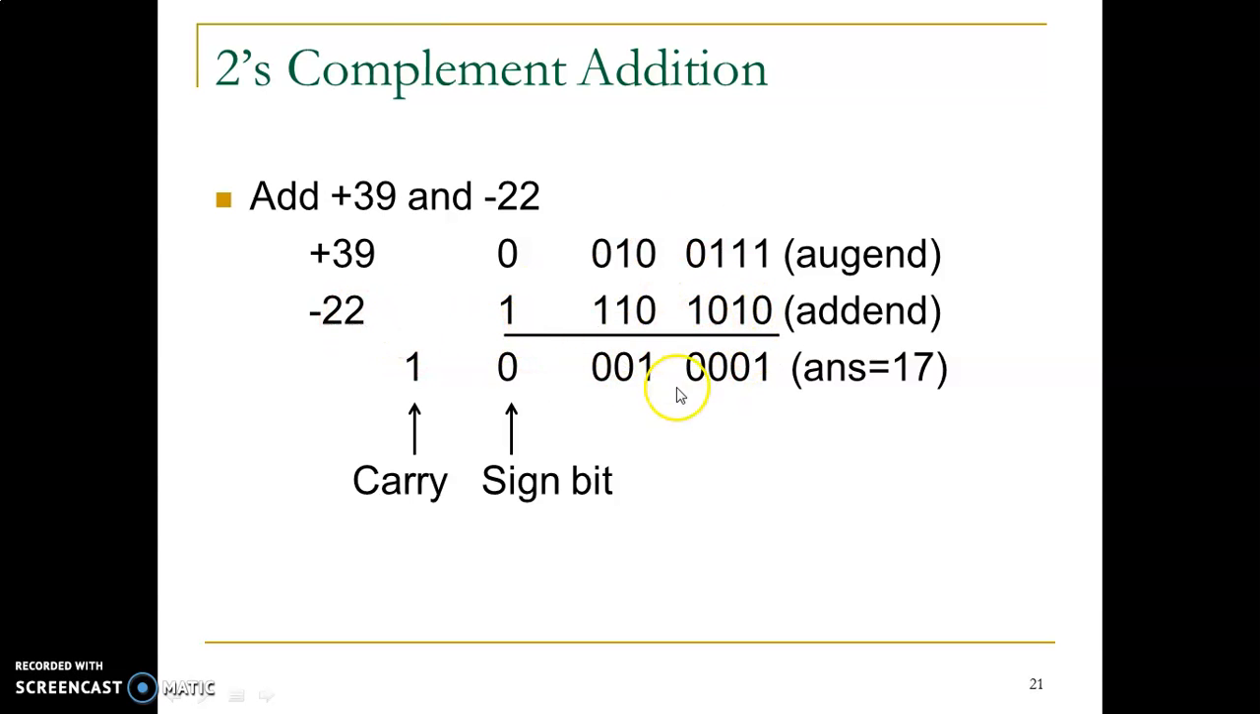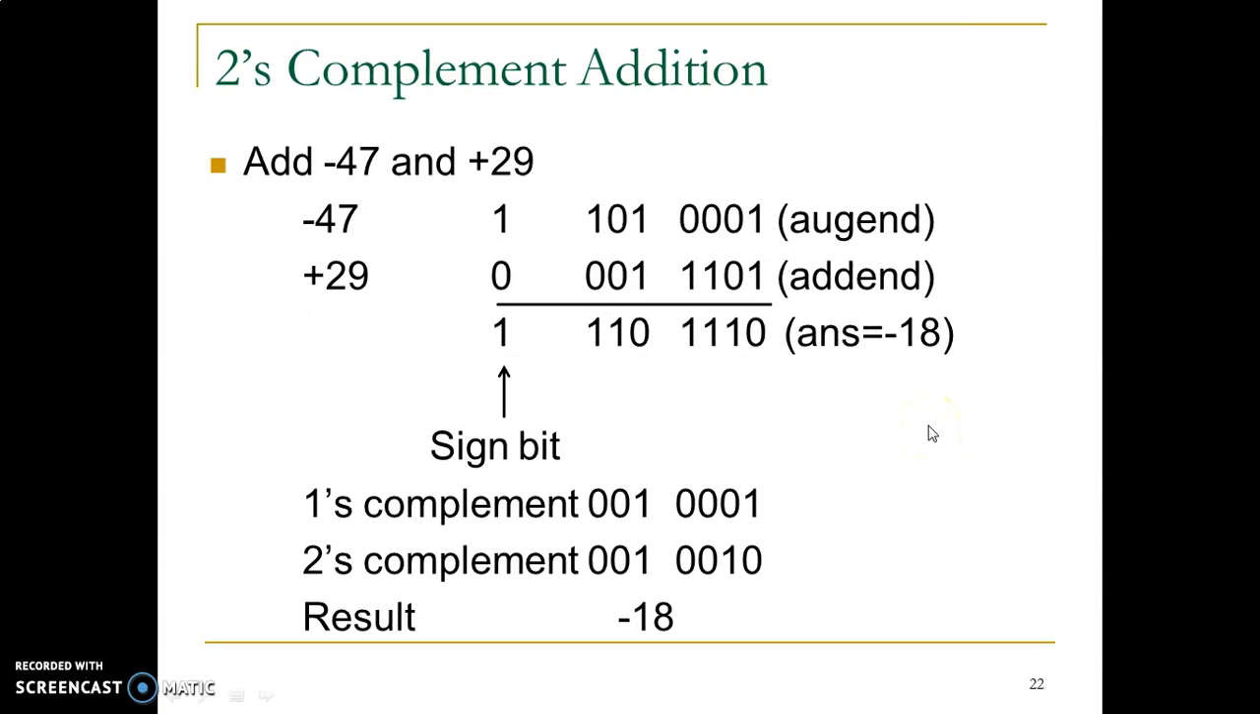So now add these two. You will get a sign bit and the carry bit. So the carry bit is omitted. And then the result is 001001, which is equivalent to 17 in decimal.